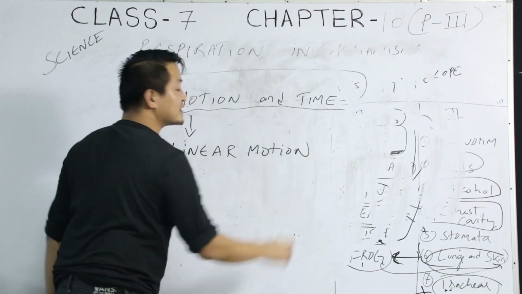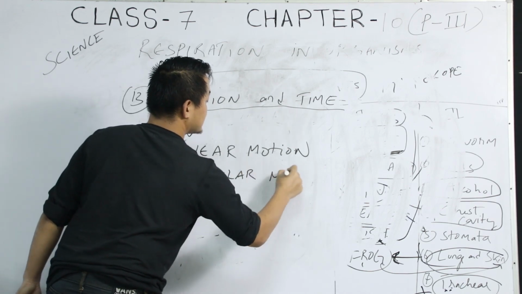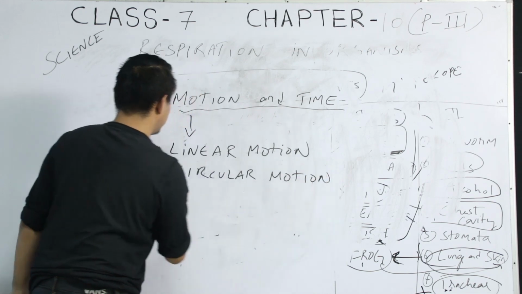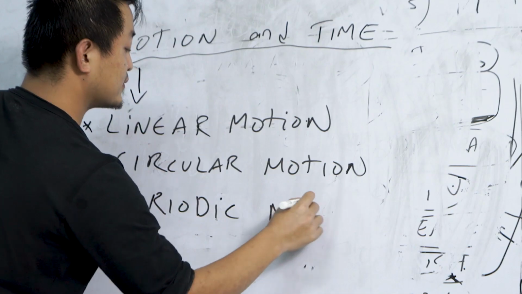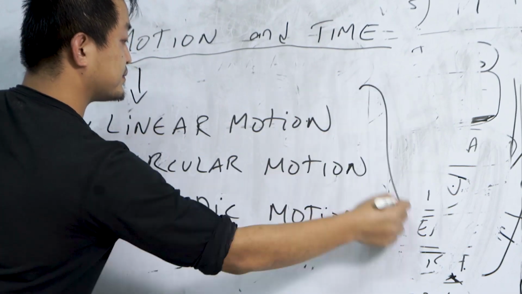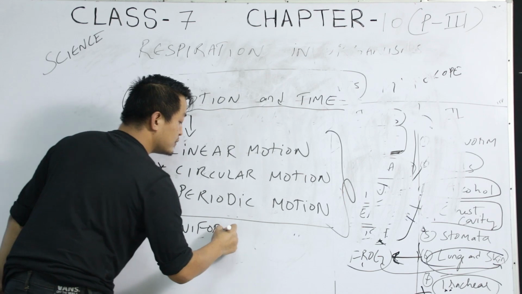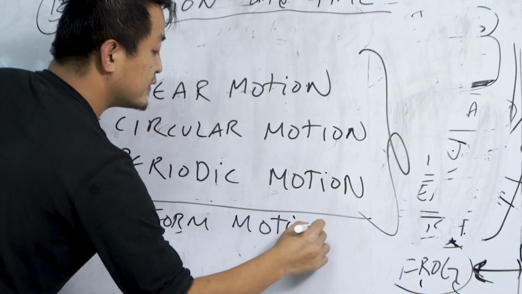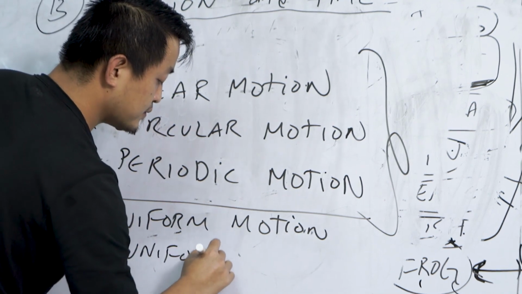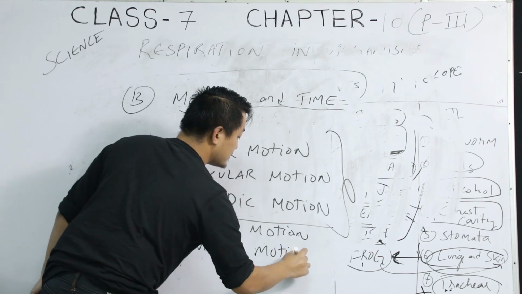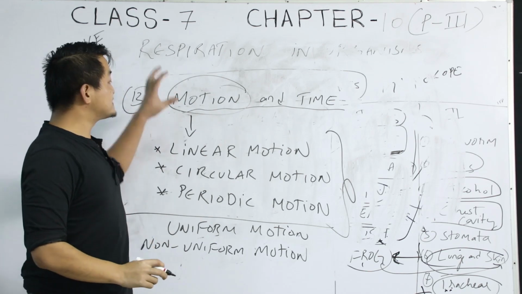Linear motion, clear? We'll discuss the circular motion. Now, we'll discuss periodic motion. Clear? We'll also discuss uniform motion and non-uniform motion. Now, what is this motion? Okay, what is this motion?